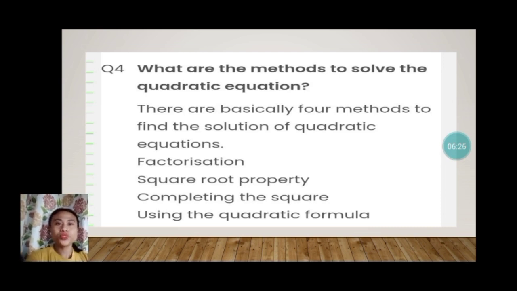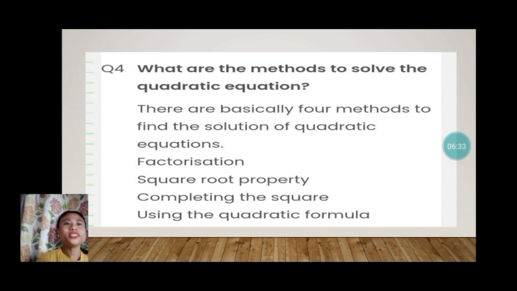Number 4 question. What are the methods to solve quadratic equations? There are basically 4 methods to find the solution of a quadratic equation. First is factorization. Second is the square roots property. Third, completing the square. And fourth, using the quadratic formula.